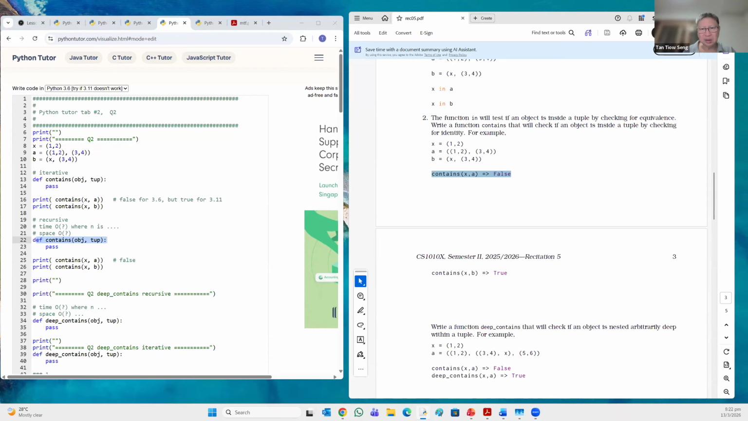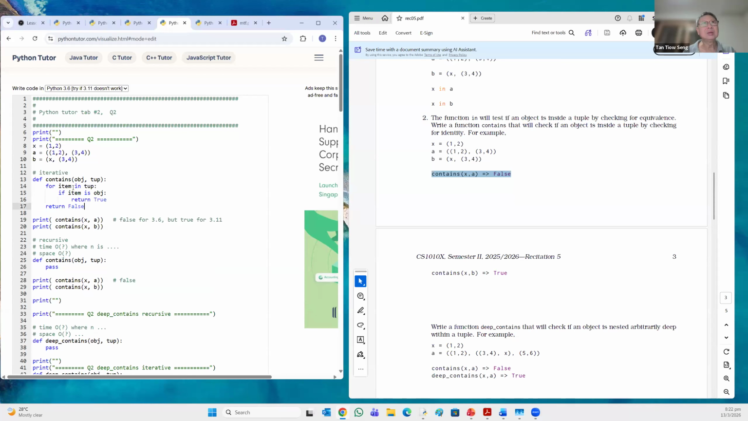Let me just see the content first. Okay, let's go one by one. So this one is: for item in tuple, if item is object, return true. Going through everything until the end. If you cannot find it, you return false. All right, so this is the code.